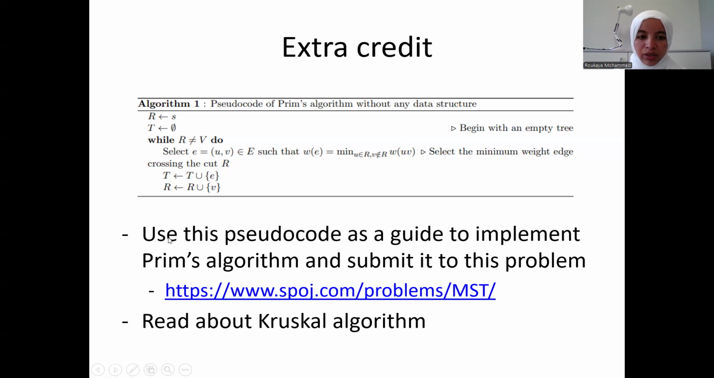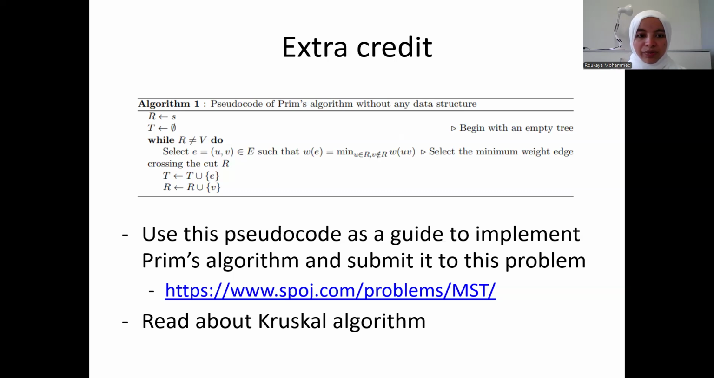Now we can use this pseudocode as a guide to implement Prim's algorithm and submit it to this problem. It's a very simple, straightforward MST problem. If you do it, you will get extra credit. To read more about other algorithms related to minimum spanning tree, maybe have a comparison between them according to time complexity, memory, anything, you can read about Kruskal's algorithm and try to solve the same problem on SPOJ with Kruskal's algorithm and send us both submissions.